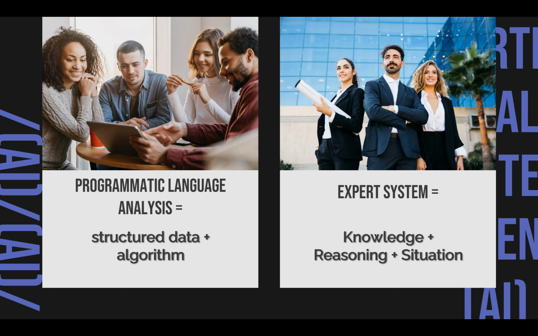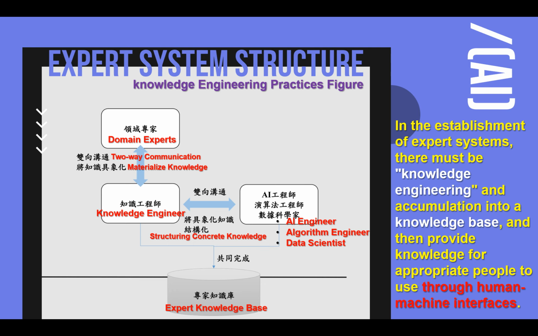And on the right side is called the expert system. The formula is equal to the knowledge plus reasoning plus the situation. And you don't have to worry about the structured data and unstructured data. Later on we will mention that. And in establishing the expert system, there must be knowledge engineering and accumulation into a knowledge base, and then provide knowledge for appropriate people to use through human-machine interfaces.